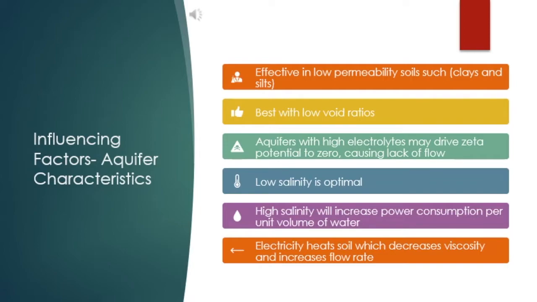Any aquifer that contains a lower salinity is optimal for this type of remediation process. High salinity increases the power consumption per unit volume of water and is not the desired effect that is optimal for electrolytic remediation. Another advantage of using this type of remediation is that electricity will heat the soil, which will then result in decreased viscosity and a higher flow rate through the medium.